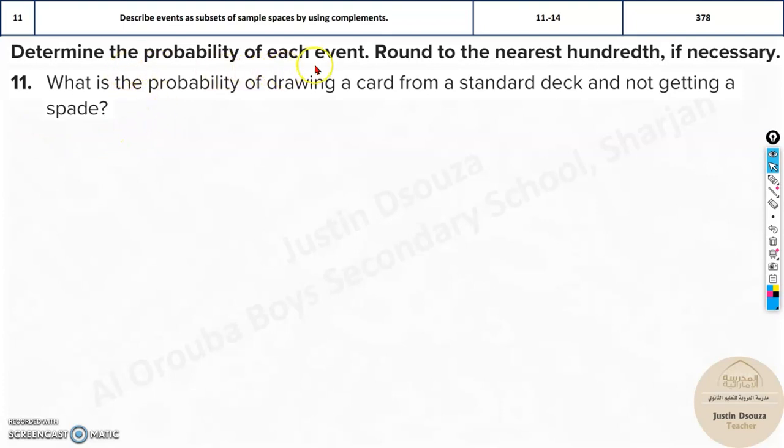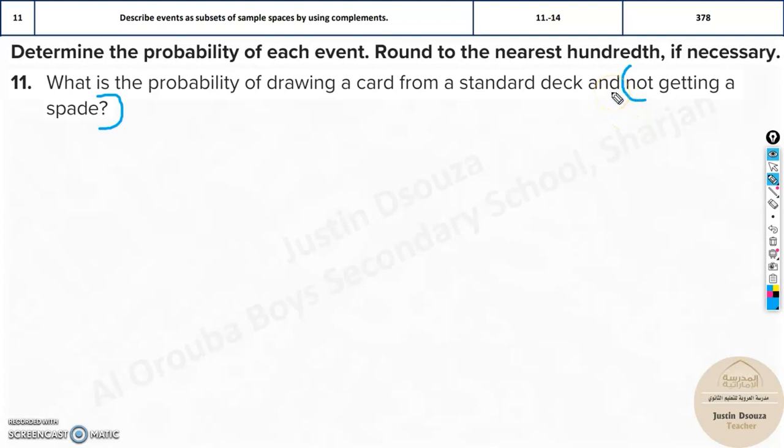Determine the probability of each event, rounded to the nearest 100 if necessary. What is the probability of drawing a card from a standard deck and not getting a spade? Now, this is an important thing: complements, like not getting something. What does it mean not to get that?